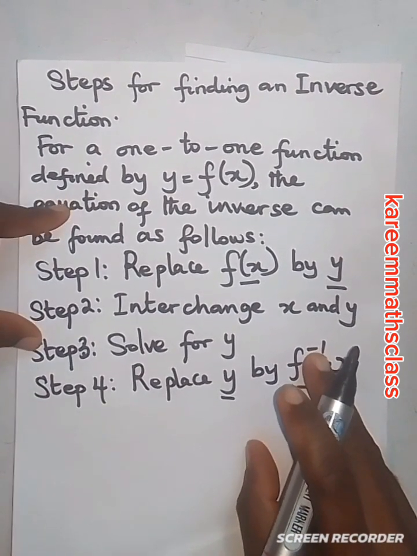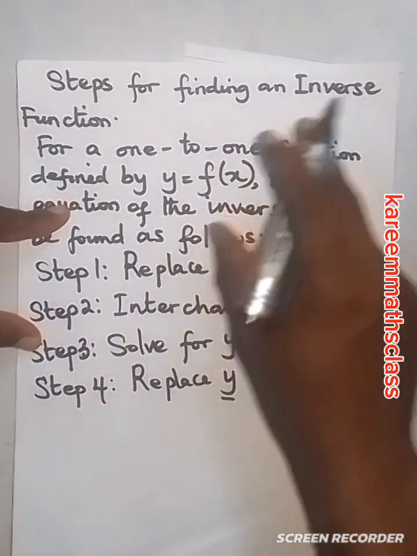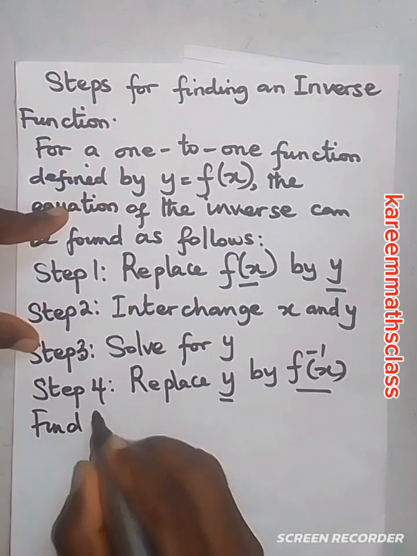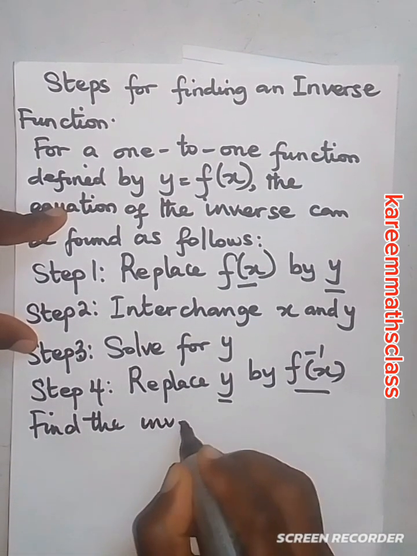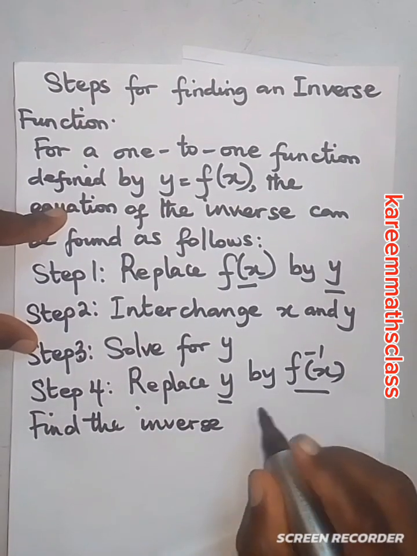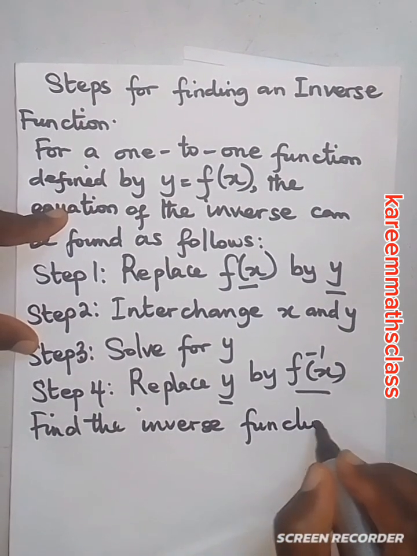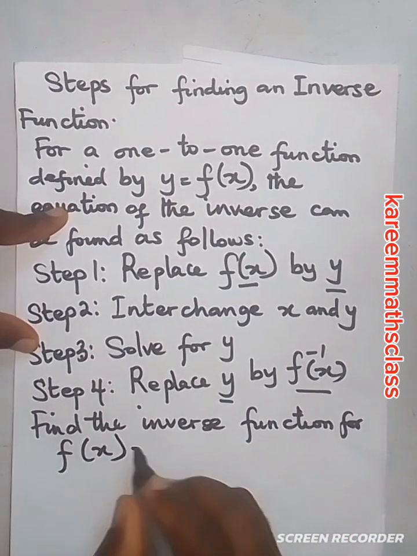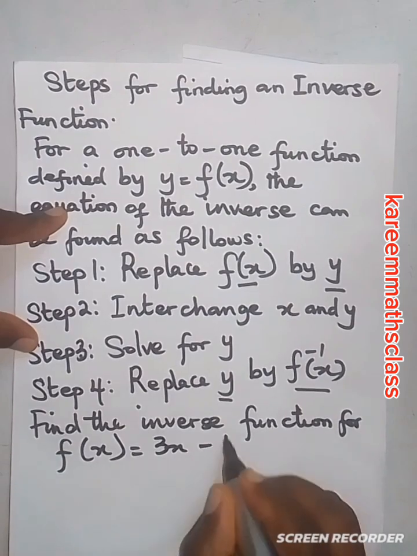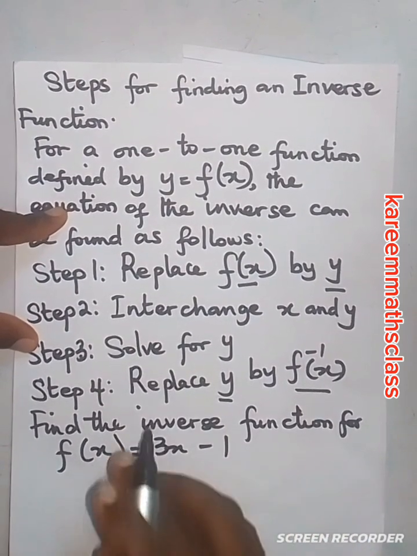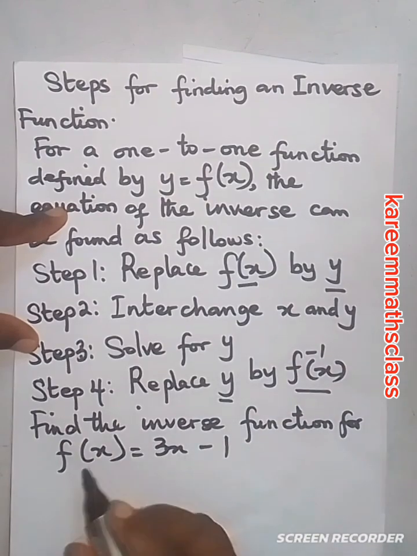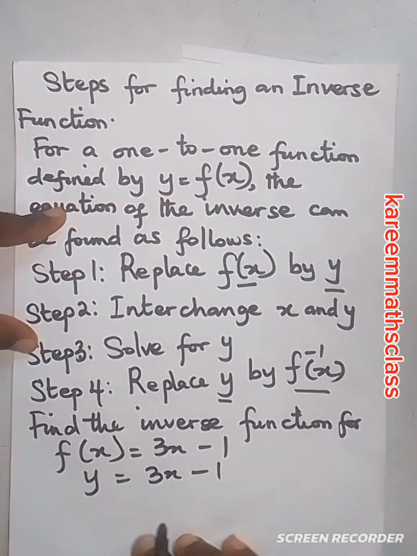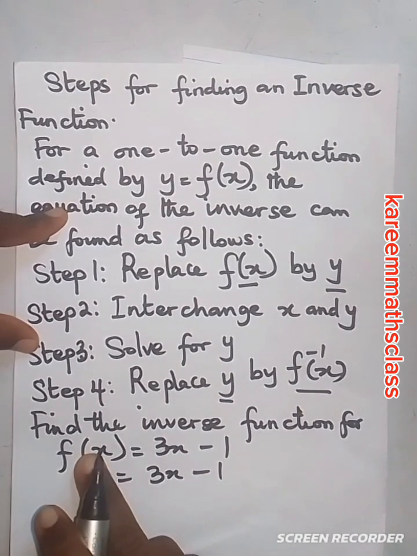Now if we're given a question like this, with these steps we can be able to solve questions on inverse function. Now we can be given a question like this: find the inverse function for f(x) equals 3x minus 1. How do we solve? The first thing we say, we should replace f(x) by y. So we have y equals 3x minus 1. We have done that. Thus we replace f(x) by y.